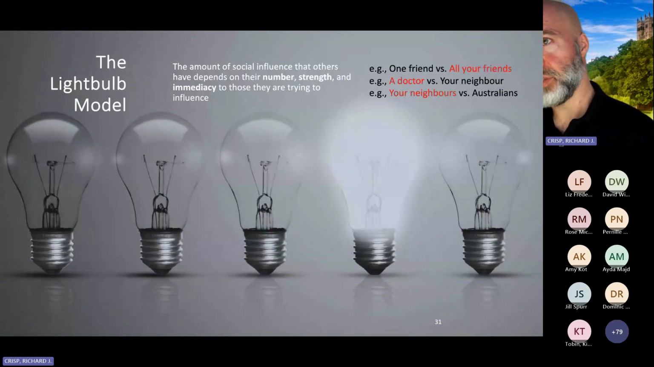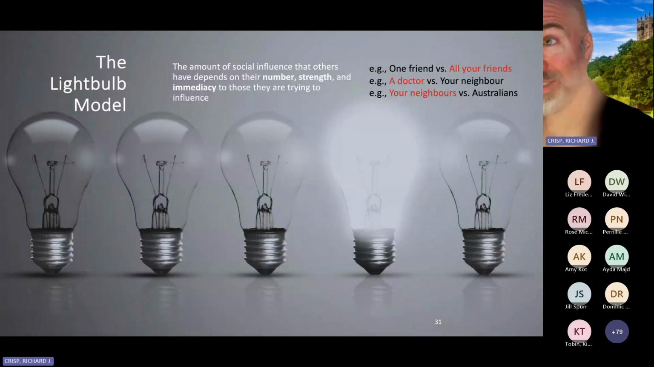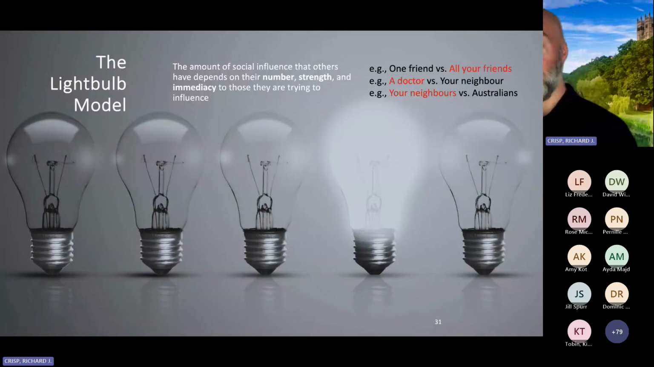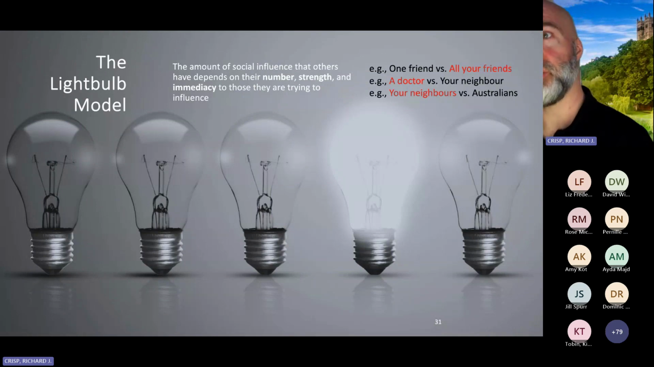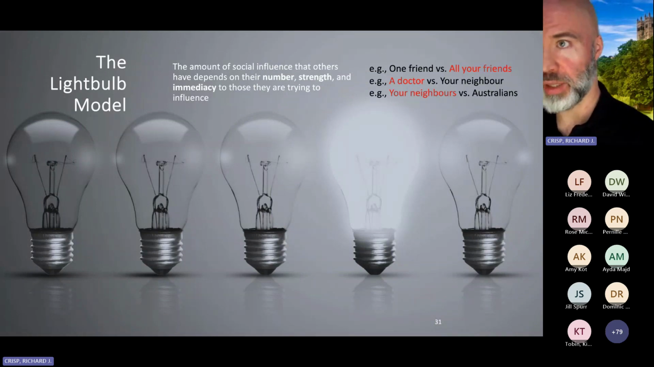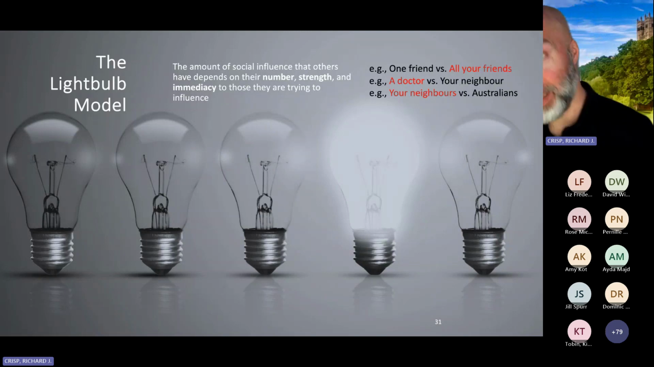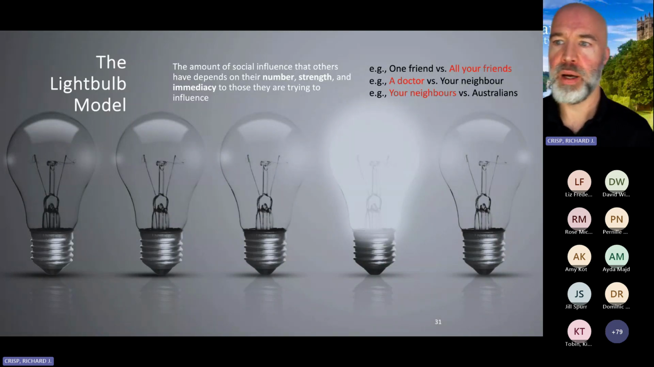You also pay attention to the strength of the person giving the message. If it's a doctor telling you that you should be giving blood, as opposed to your neighbour, you're going to pay more attention to the person who has more social strength in that context. In other words, they are an expert or a celebrity or something like that.